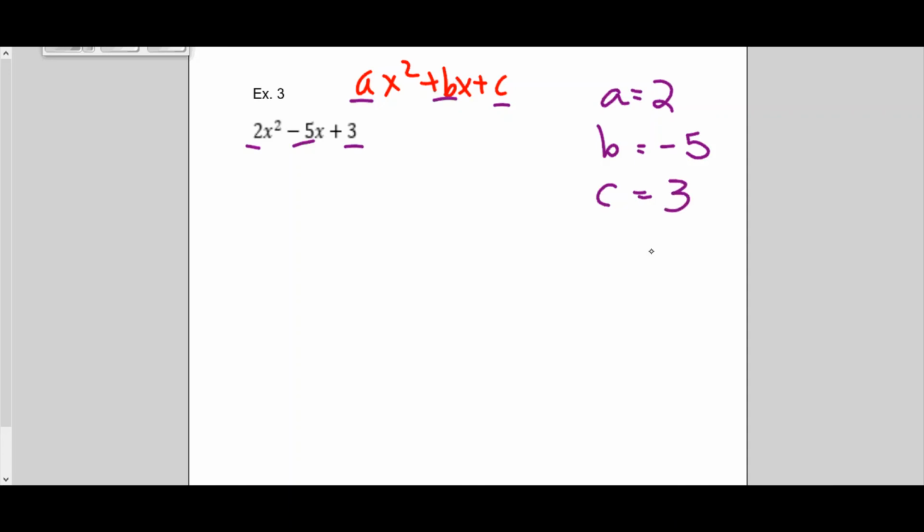So we identified a, b, and c. Now let's go to step 1. So step 1 wants a times c. And really from here, I want you to try to finish up the problem. So I got you started with a good amount of information. I want you to try to see if you can complete number 3 by using the steps for factoring when a is not 1. So try number 3 on your own. When you unpause the video, the answer will be here for you.